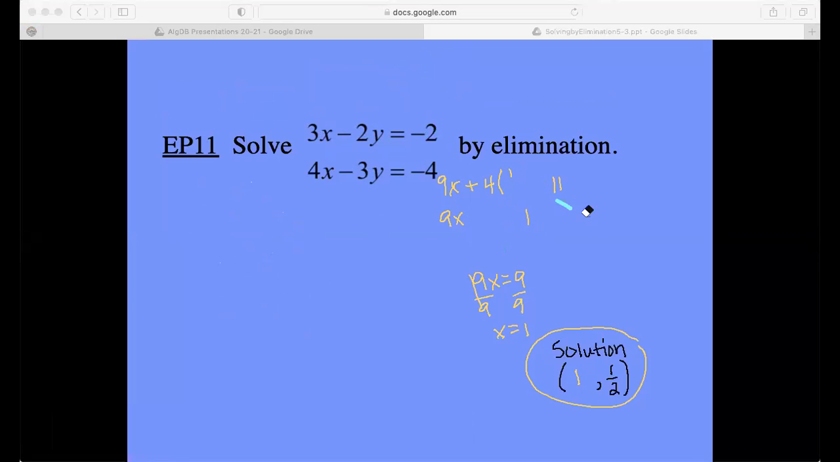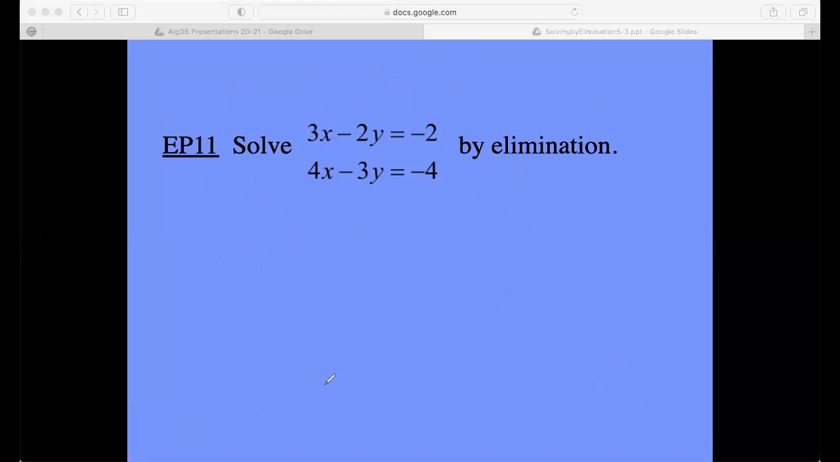All right, so this time, example 11, we also have a case where we do not automatically have things lined up as opposites, but that's okay. We can figure it out. And my color might not show up too well. Let's try a different one.